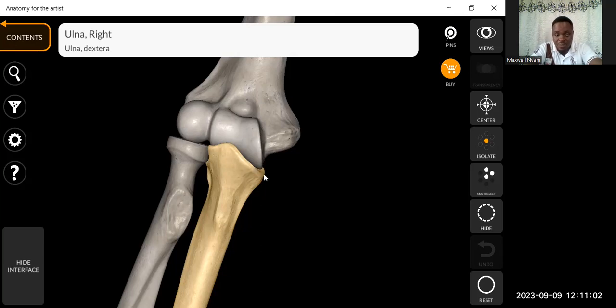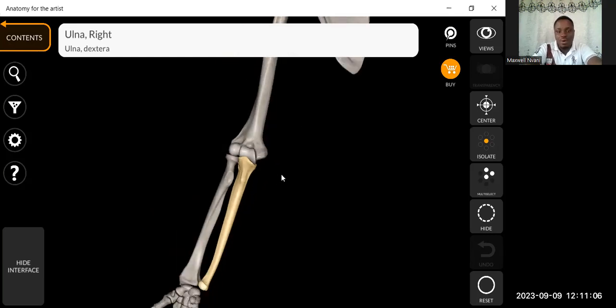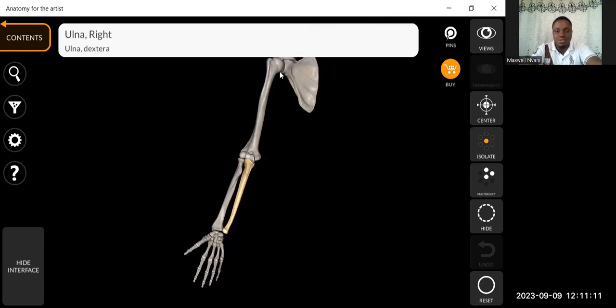Now that gives rise to an angle called the carrying angle. If you look at this zoomed out diagram, you can see that the humerus comes this way, and then the forearm bends more laterally, if you look at it very well.